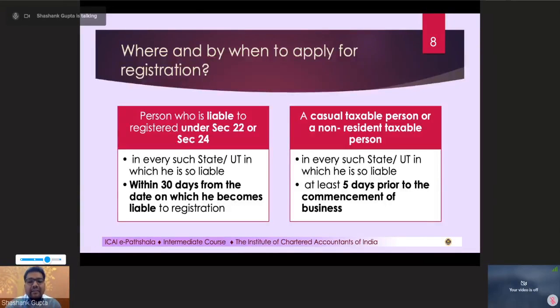A casual taxable person and a non-resident taxable person have to obtain registration in every state, union territory in which they are so liable, and the registration should be obtained 5 days prior to the commencement of business.